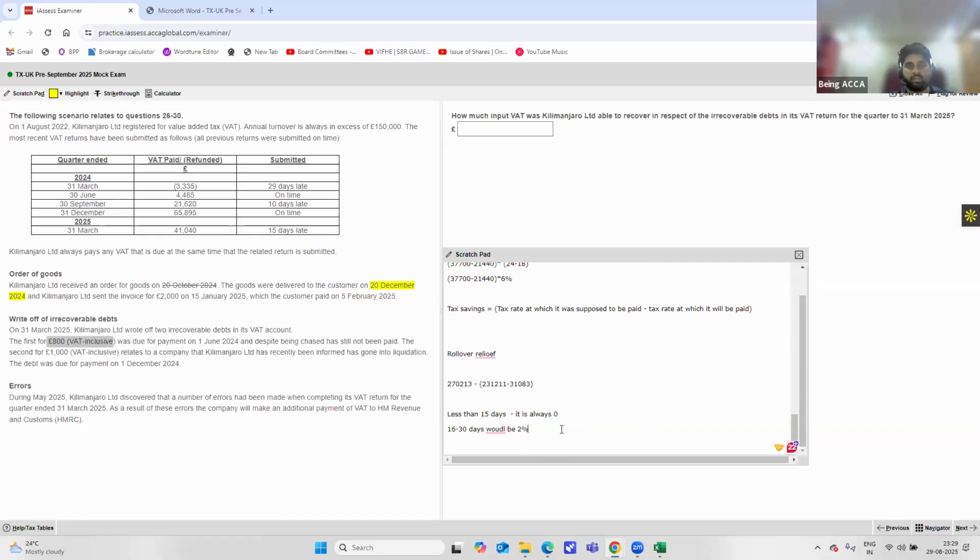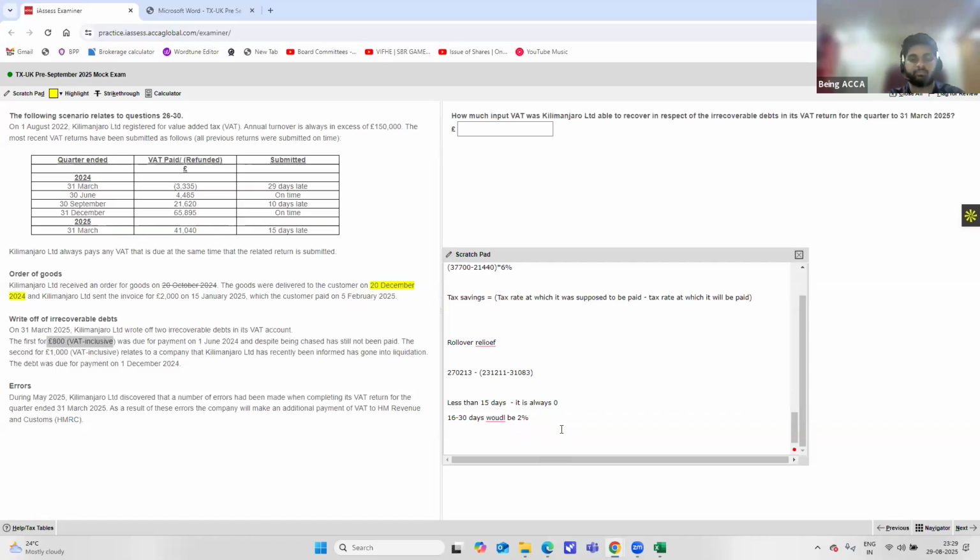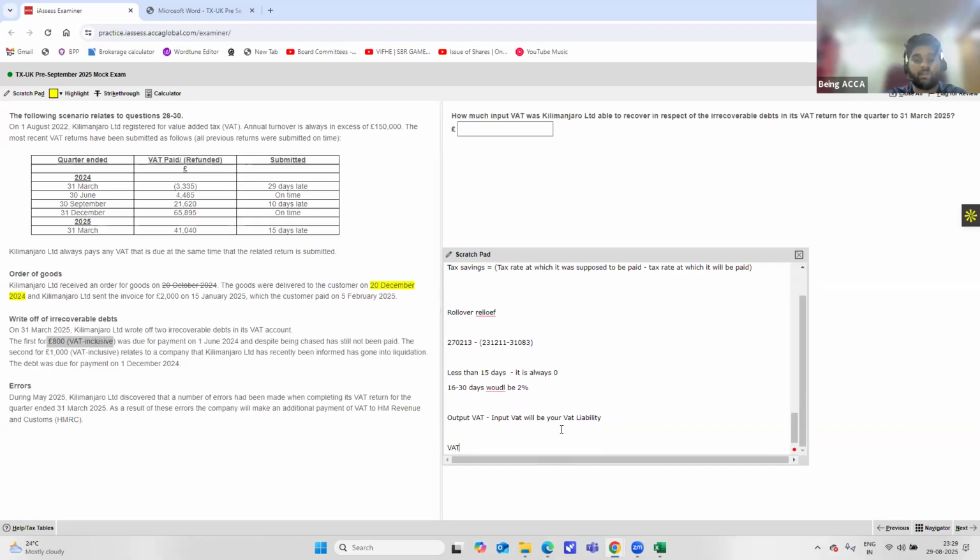So you always know this point, right? It will always be output VAT minus input VAT that will be your VAT liability. VAT on irrecoverable debt will be added to input VAT. That is all you should remember, because sometimes they might ask you this question. It might be a tricky question, like they'll ask you how do you account for irrecoverable debt.